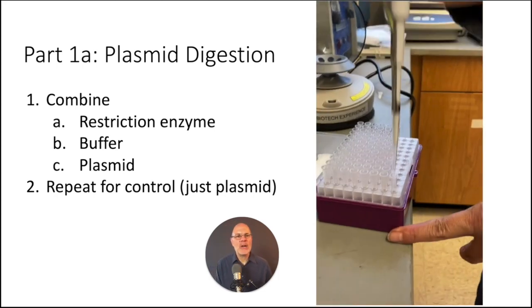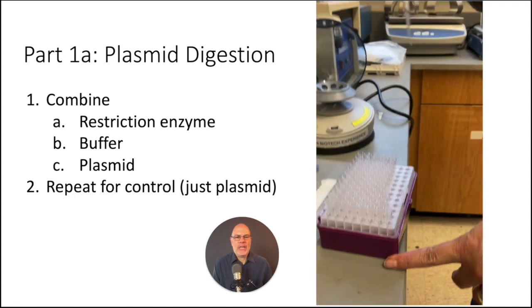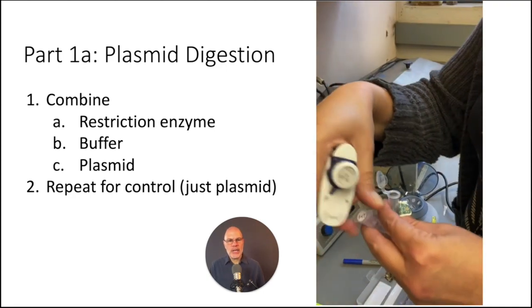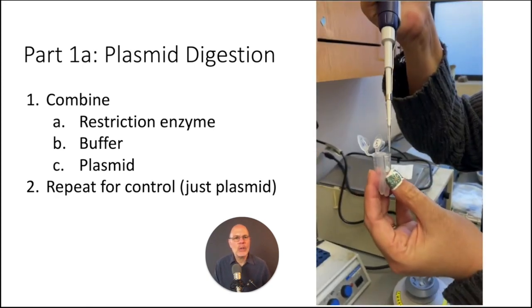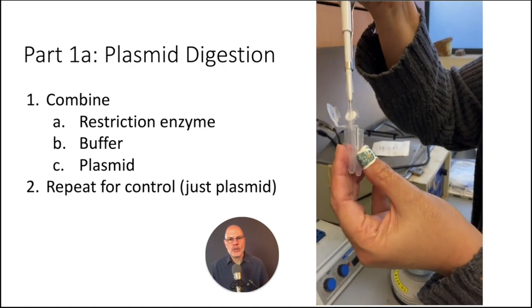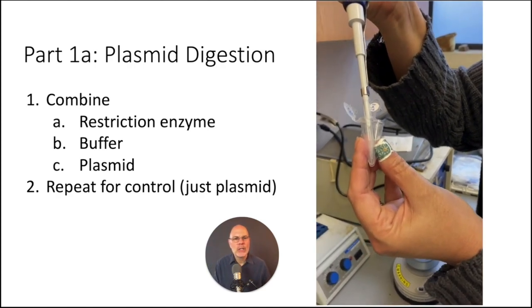She's putting on a sterile tip to avoid contamination or cross-contamination. She is taking the restriction enzyme. That's why I said R+. She's taking what looks like some buffer. That's creating the right pH environment for this restriction enzyme to work.